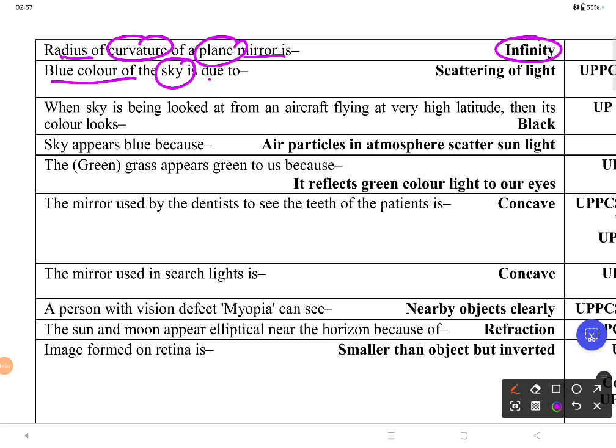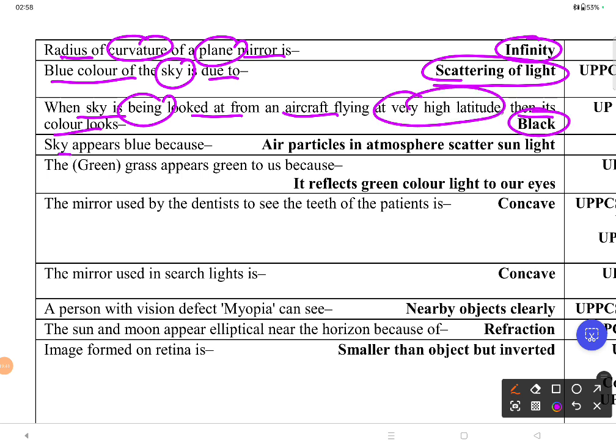Blue color of the sky is due to scattering of light. When the sky is looked at from an aircraft flying at very high altitude, its color looks black. Sky appears blue because air particles in the atmosphere scatter sunlight. The green grass appears green to us because it reflects green light to our eyes.